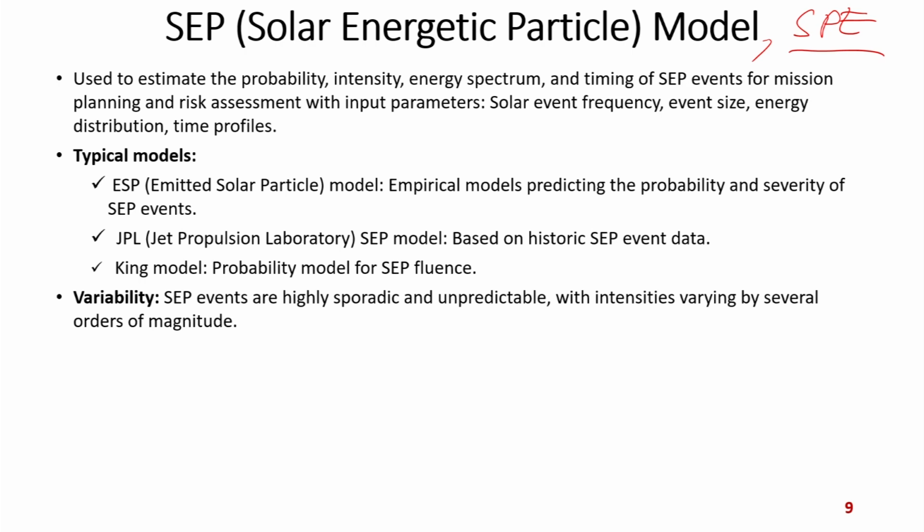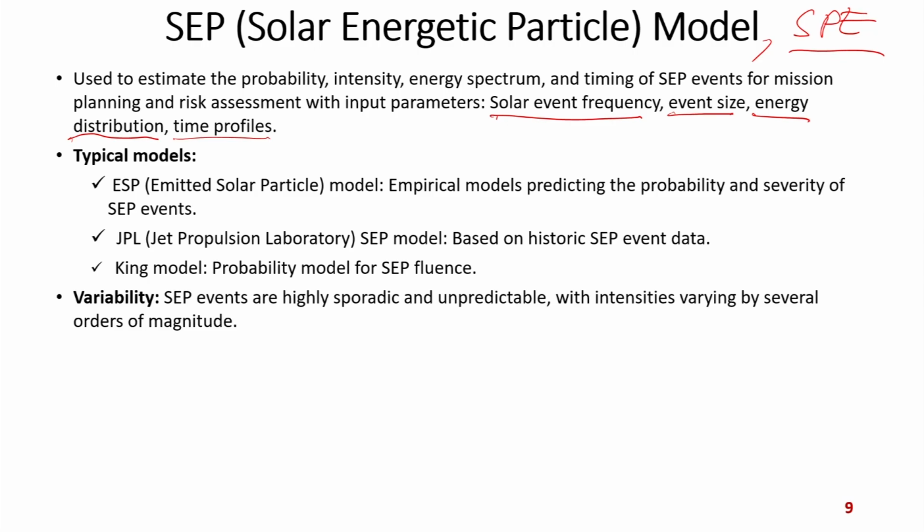And what are the input parameters? The input parameters are solar event frequency, event size, energy distribution and the time profiles. Whenever SEP is modeled, it has to be a function of the solar cycle or the solar activity. Depending on the solar activity, the SEP dose or intensity will change as a function of the solar activity. That is why all these parameters are coming: the solar event frequency, event size, energy distribution and the time profiles.